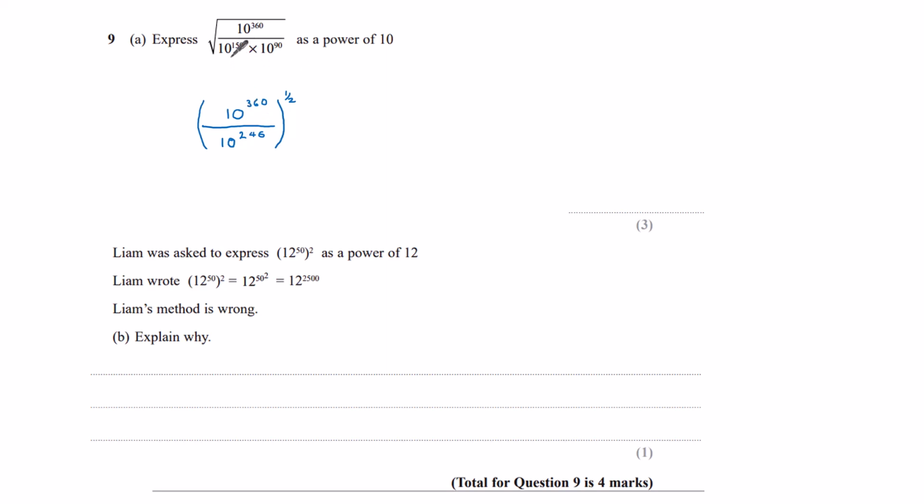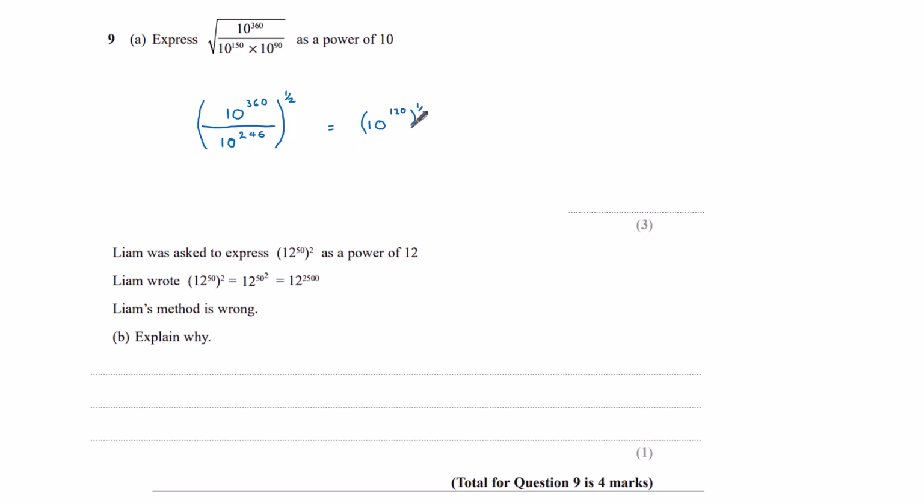On the denominator, when we multiply powers, we add them. So 150 plus 90 is 240. So this is now 10 to the power 360 divided by 10 to the power 240. When we divide powers, we subtract. And so this is the same as 10 to the 120, all to the power of a half.